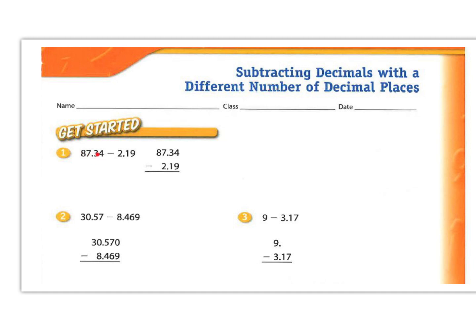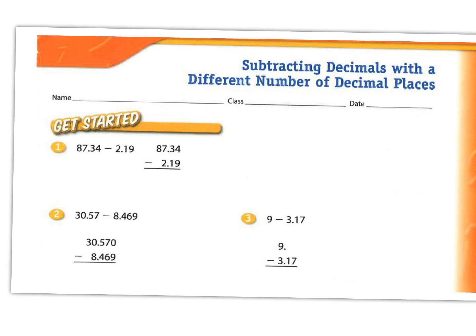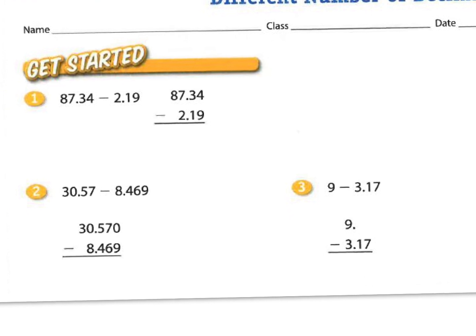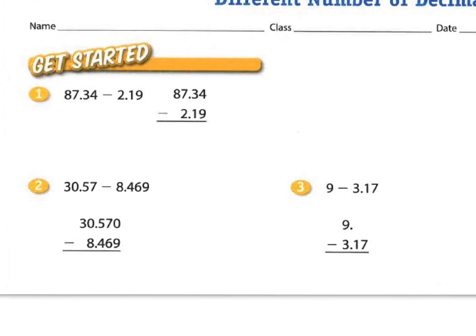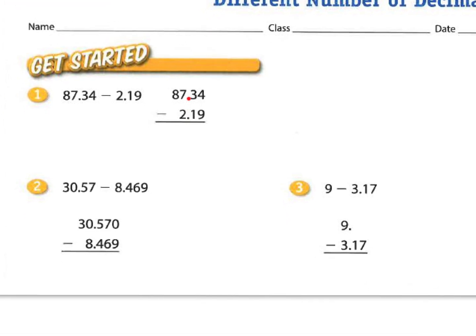So here we have same number, so we're just doing a little warm-up. Remember, when you have the same amount of decimal places, you always want to line up the decimal places. So you put the decimals there and then all of your place values are lined up. And then you can go ahead and solve. So 4 minus 9, can't do that. Got to borrow from the 3, make it a 2, make this a 14. 14 minus 9 is 5.